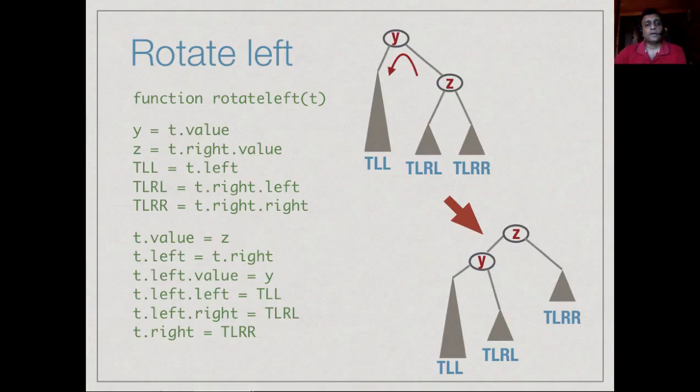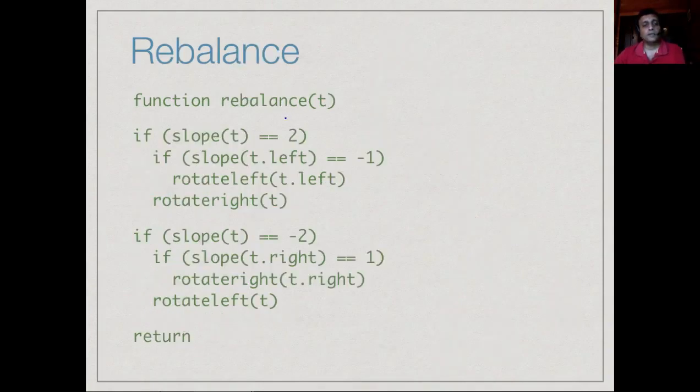So now that we have the two rotations, what does rebalancing say? Rebalancing says that if I have a node which has plus 2, then I will expose its left child, and I will check its slope. If its slope is minus 1, then first I will do a left rotation there, and a right rotation at the top. And then regardless, I will do a right rotation at the top.